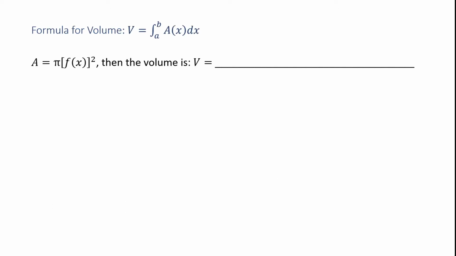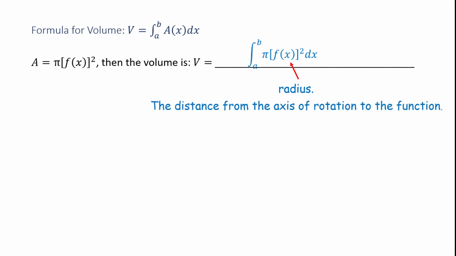The formula for the volume, that is V equals the integral from a to b of A(x) dx, where A(x) is the formula of the area. If the area is a circle, then A is equal to pi times the quantity f(x) squared. Then we get that the volume is the integral from a to b of pi times the quantity f(x) squared dx. That distance is the radius, and that is the distance from the axis of rotation to the function.